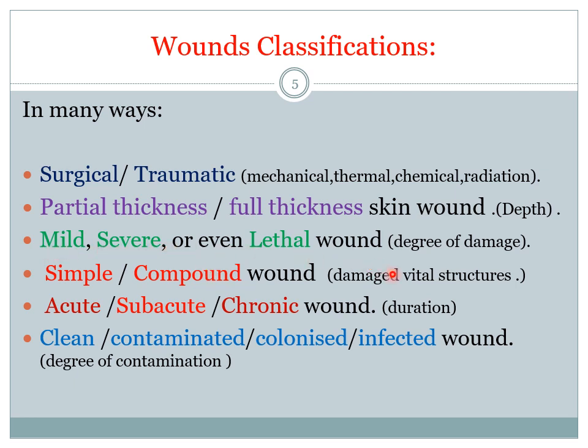According to the damaged vital structures, a wound may be classified into simple, in which there is no damage to any structure, or compound, in which there is damage to underlying structures. Wounds may also be classified according to the duration into acute, subacute, and chronic, as I have said in the previous slide, and according to their degree of contamination. And this is very important from the surgical point of view. The wounds may be classified into clean, contaminated, colonized, and infected wounds.